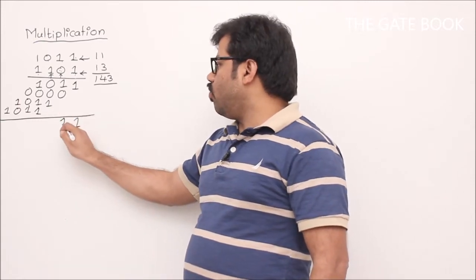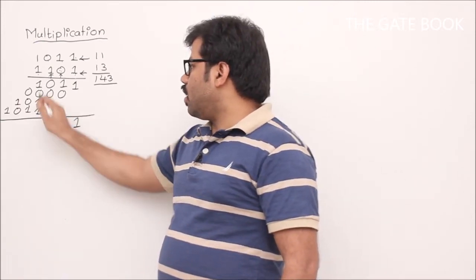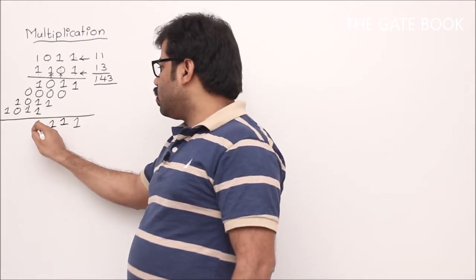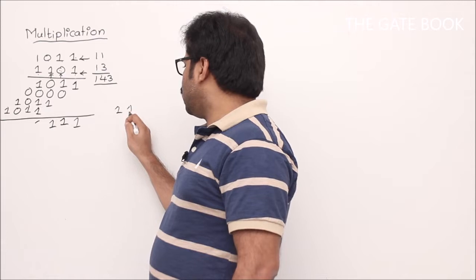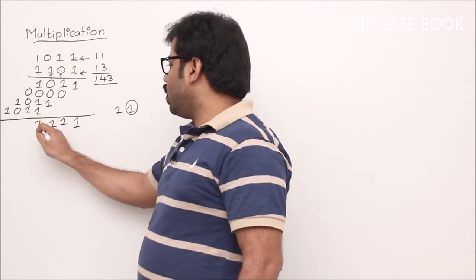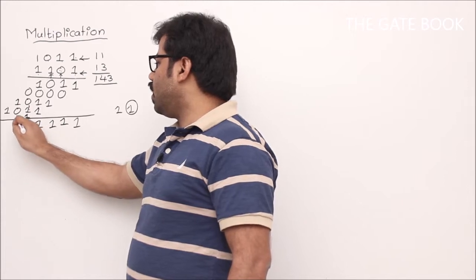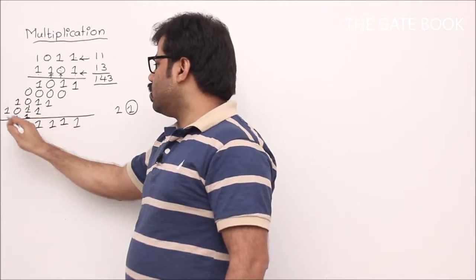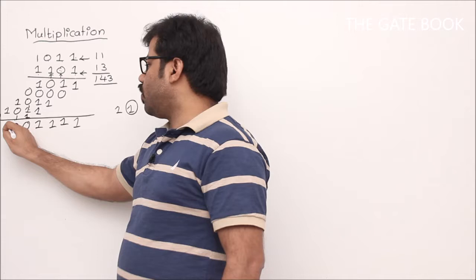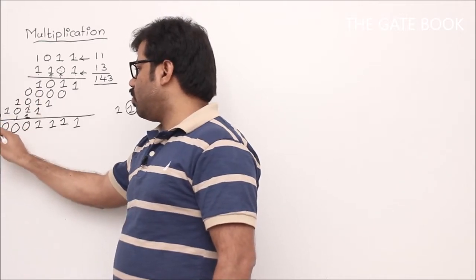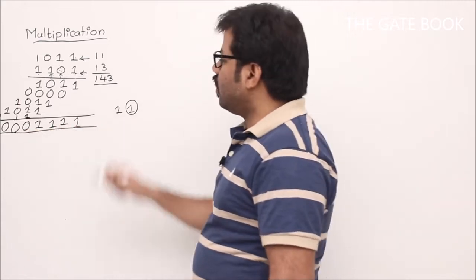So 1 plus 1 plus 1 is 3, right? Since it is 3, what does 3 mean? It is 1, 1. That means this 1 is here and this 1 is carry. So 1 plus 1, 0. Then here 1. 1 plus 1, 0. Then here 1. 1 plus 1, 0. Then 1 will be carry. 1 plus anything, some 0, is 1. So this will be the answer, right?